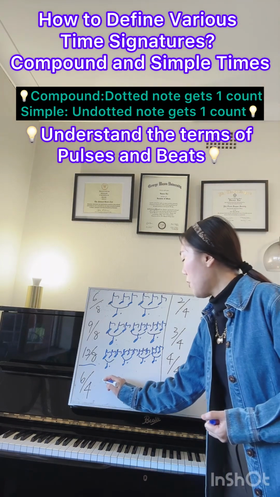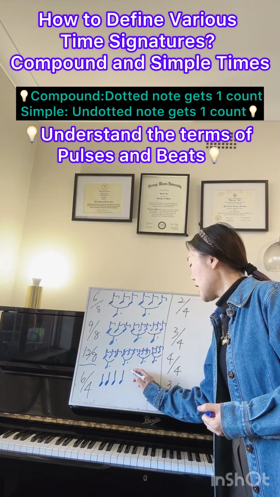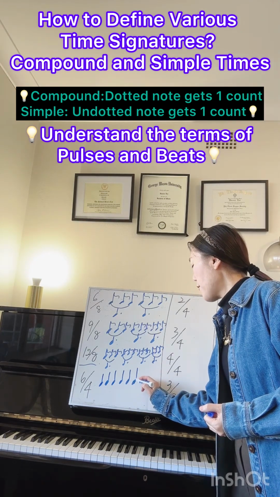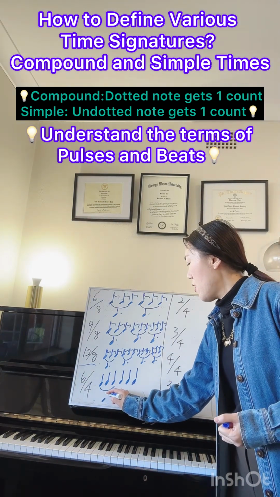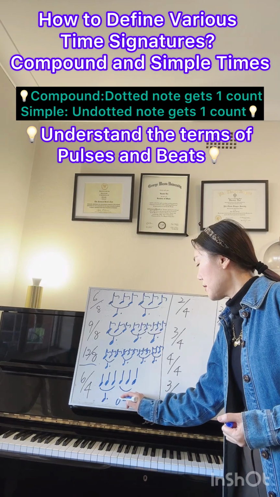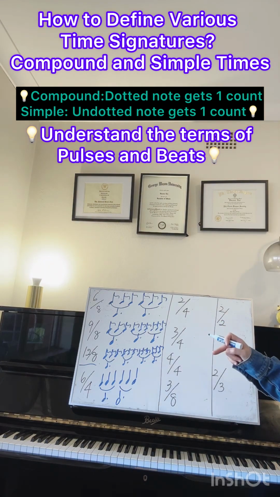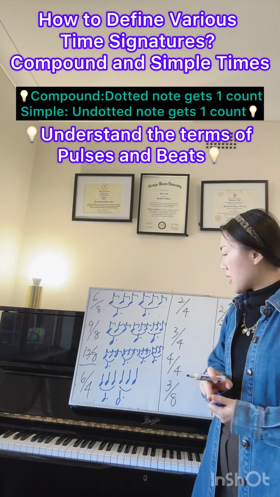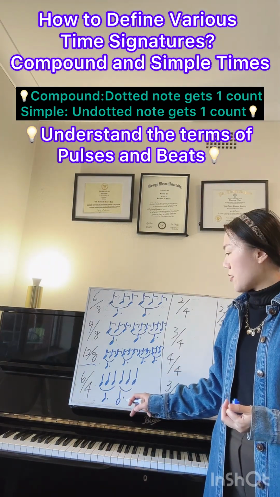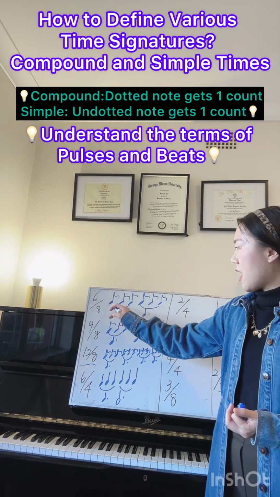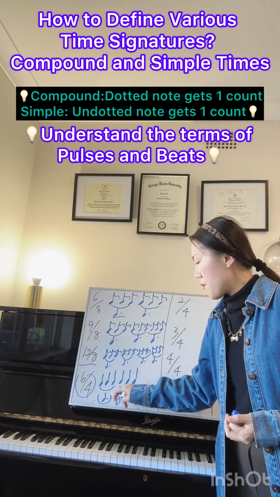All right, how about 6/4? 6/4 means there are 6 crotchet pulses in each measure. When we define the time signature, we define by the beats. So we group 3 crotchets into one dotted minim. This is the same, right? How many of these do you have? 2. So that is 2 dotted minim beats in each measure, and that becomes compound duple. Compound duple is the same as 6/8, but 6/8 is the time signature where the dotted crotchet gets one count, while 6/4 is where the dotted minim gets one count.